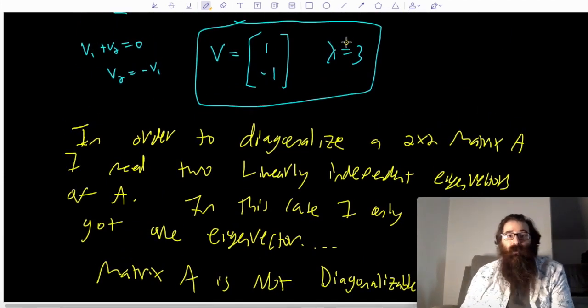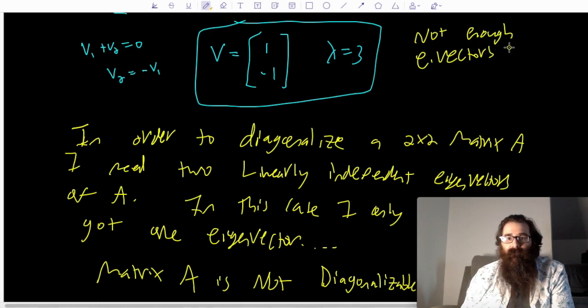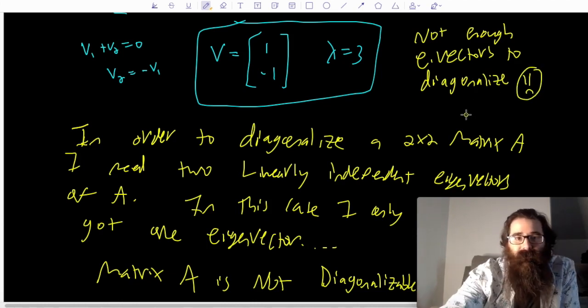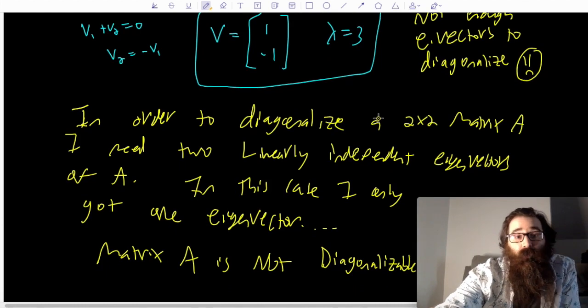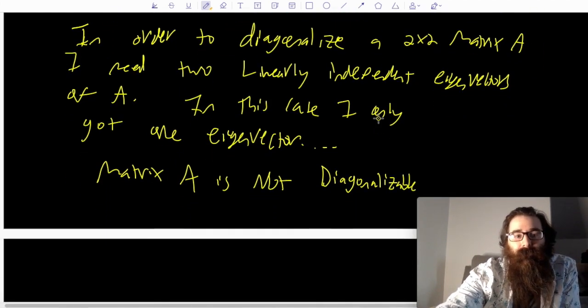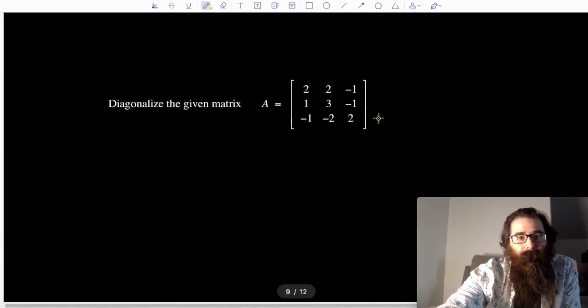So we only got the one eigenvector, and there wasn't another distinct eigenvalue to work with. It was this one repeated. So I'll make a little note up here. Not enough eigenvectors to diagonalize. Sad face. It's a bummer, right? We wanted to diagonalize, but we can't. We're not always able to do this. I need to make sure I have enough eigenvectors.